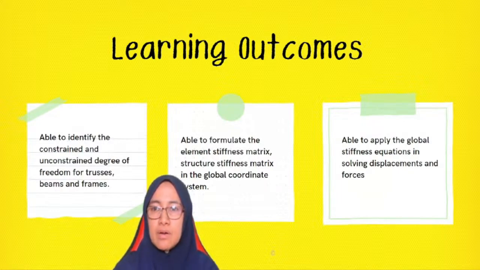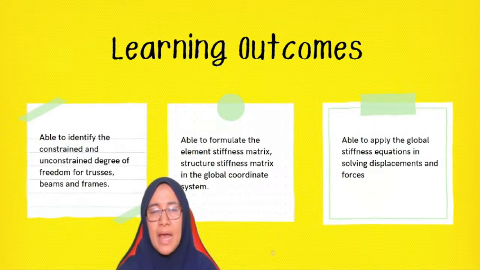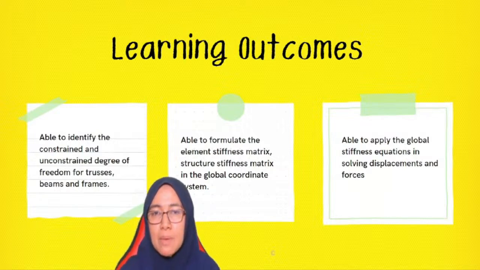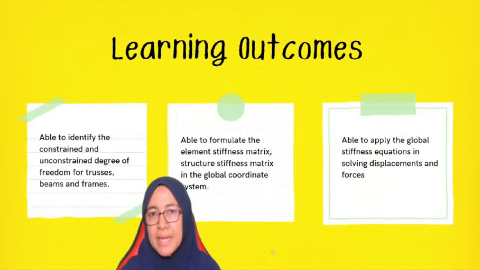Okay, for the degree of freedom we will count per node. Next, from the element stiffness matrix, we have to combine to have what we call a structure stiffness matrix. We combine to have the structure stiffness matrix because a structure comes from a combination of elements. One truss structure or one beam structure or one frame structure actually comes from a combination of many elements.